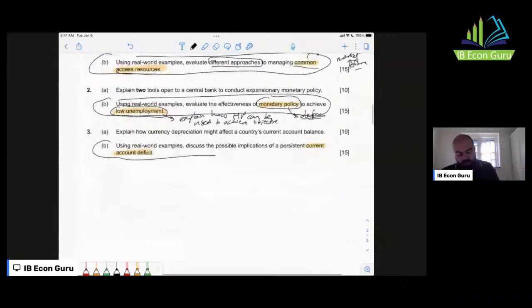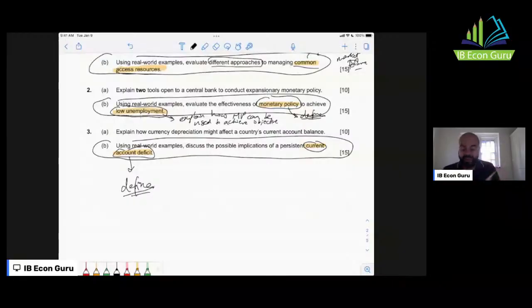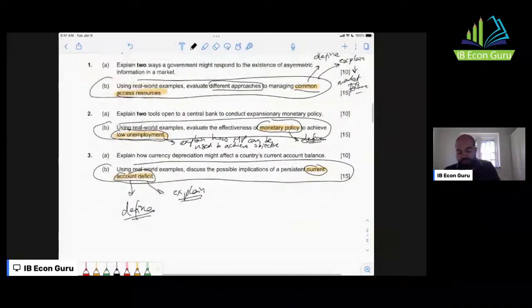This one here from the Global Economy Unit: using real world examples, discuss the possible implications of a persistent current account deficit. So you might want to define what the current account is, and then you would explain basically how a deficit can impact an economy positively, negatively in the short term, in the long term, how things are in theory versus in practice, and this is what you would evaluate. Okay, so these are all examples.